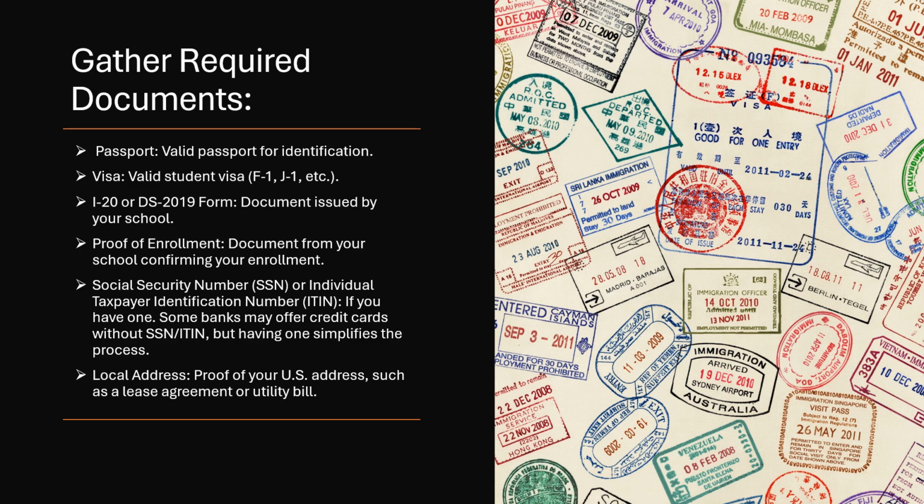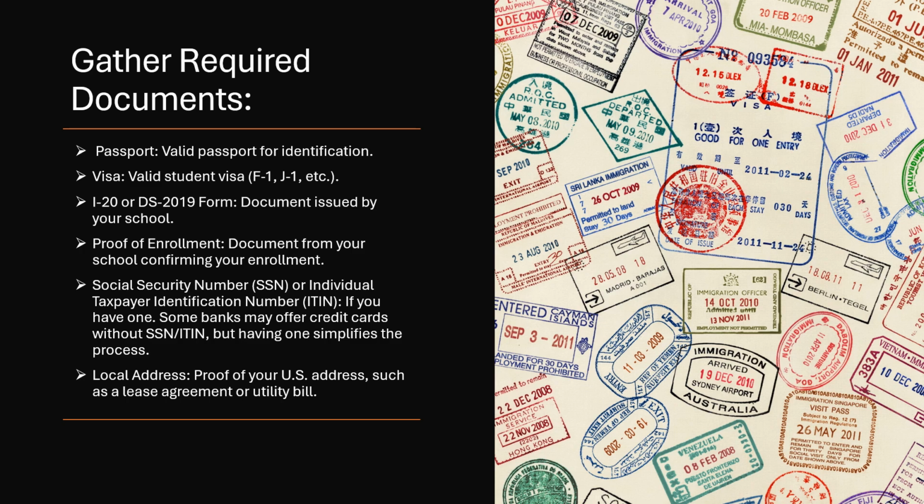Then proof of enrollment, a document from your school confirming your enrollment. Then a Social Security number or Individual Taxpayer Identification Number, known as ITIN. It all depends, but students, you are expected to have your Social Security number. And of course, if you have one, it's good you present it. However, some banks may offer credit cards without an SSN or ITIN, but having one simplifies the process.